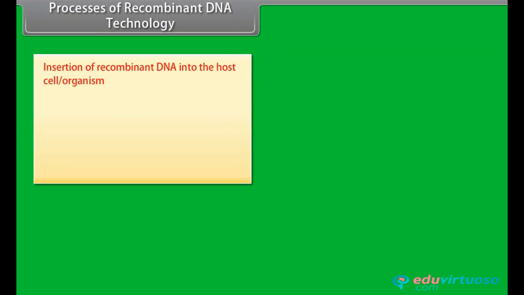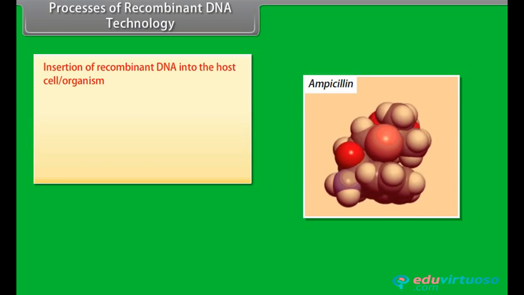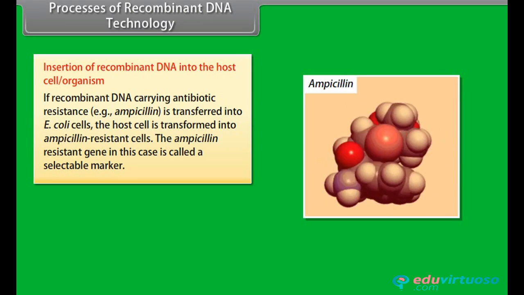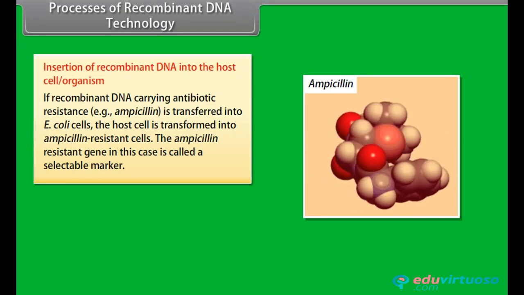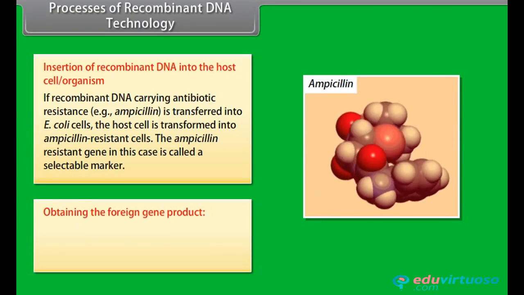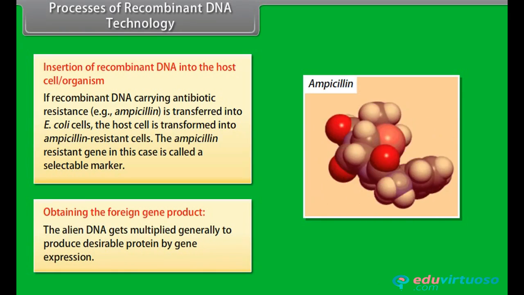Processes of recombinant DNA technology. Insertion of recombinant DNA into the host cell organism. If recombinant DNA carrying antibiotic resistance, that is, ampicillin, is transferred into E. coli cells, the host cell is transformed into ampicillin-resistant cells. The ampicillin-resistant gene in this case is called a selectable marker. Obtaining the foreign gene product. The alien DNA gets multiplied, generally to produce desirable protein by gene expression.